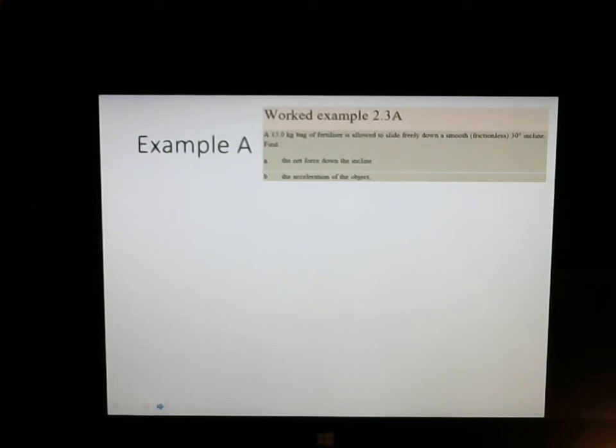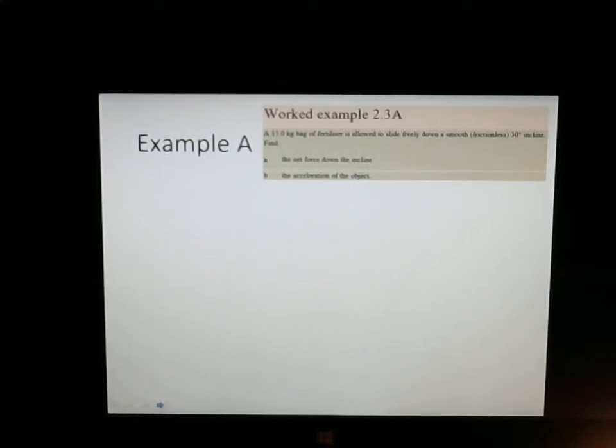These are all in your textbook, and I'd recommend that you pop that open while I go through these. So, worked example 2.3a, this is chapter 2.3. A 15 kilogram bag of fertilizer is allowed to slide freely down a smooth, frictionless 30-degree incline. If the question doesn't tell you that it's frictionless, just assume that it is. If it doesn't tell you that there is friction, then it's frictionless. Okay, so make the math easy for yourself.